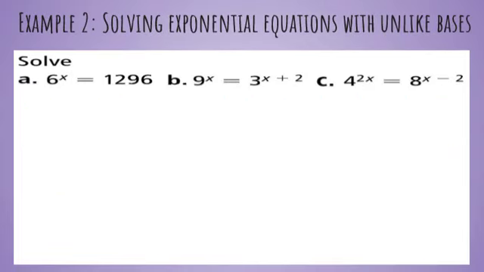Example 2 is solving equations with unlike bases. In example 2, we're going to have to either rewrite one or both of the bases. Looking at our first one, we have 6 to the x is equal to 1,296. First we want to see if 1,296 is a power of 6, which it is. So I'm going to rewrite my 6 to the x, and 6 to the 4th power is 1,296.